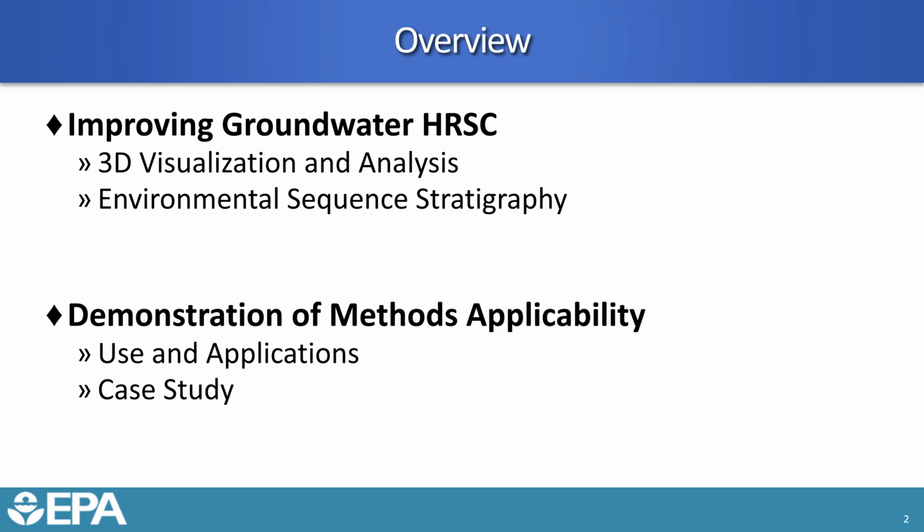So we'll be looking at a couple of different tools for improving high-resolution site characterization. And two come to mind for groundwater. One is called 3D visualization and analysis. Another tool is called environmental sequence stratigraphy. And we'll define both of those and talk a little bit about both their strengths and limitations for groundwater.